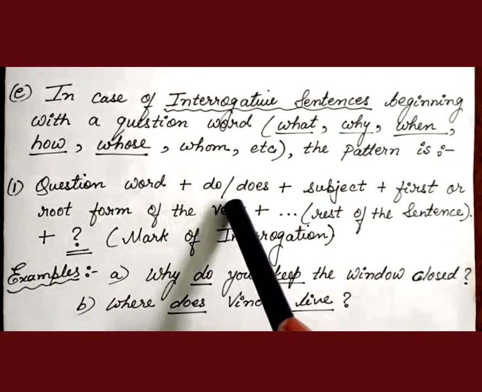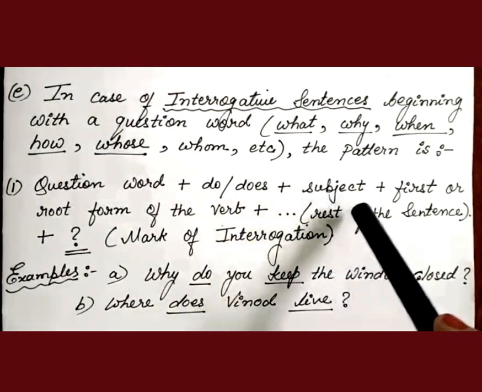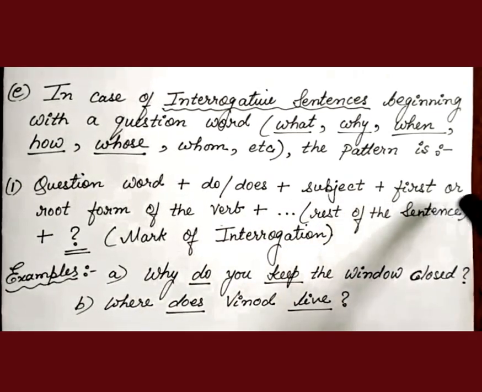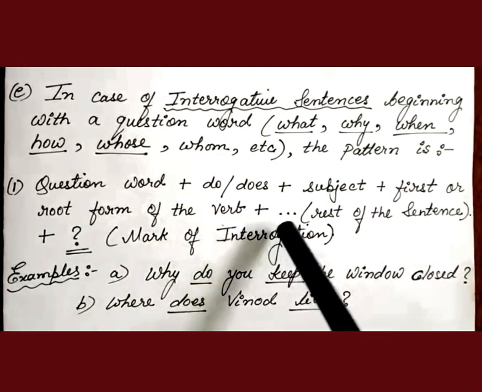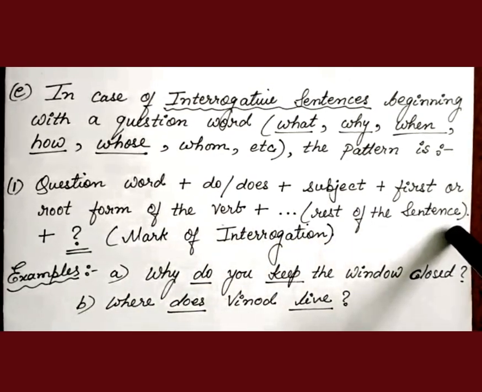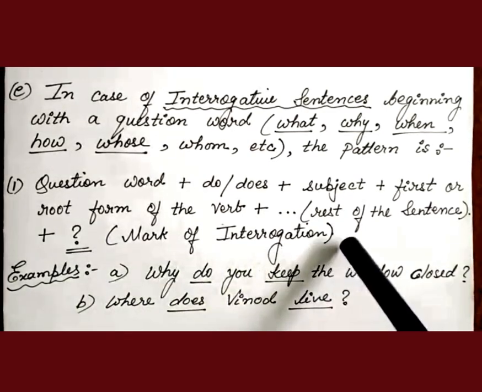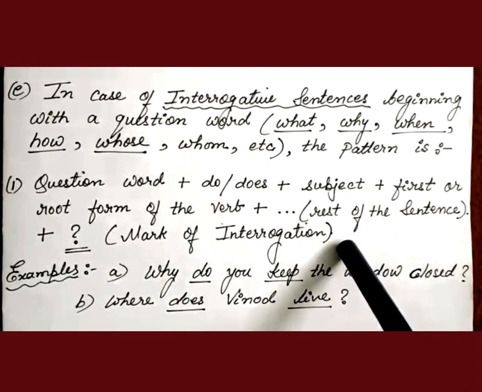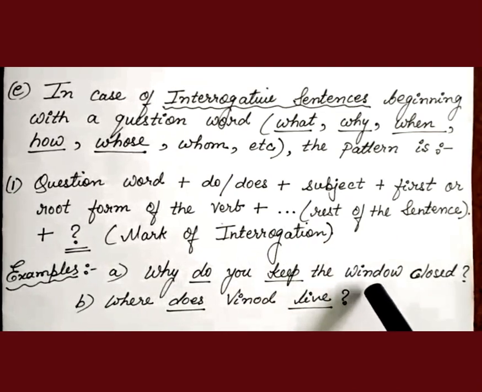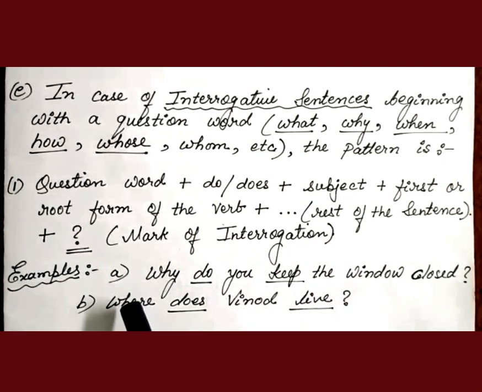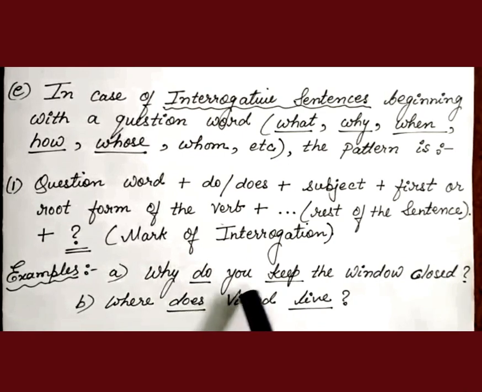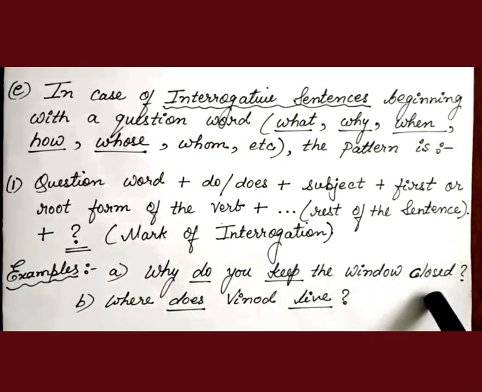And let's see the pattern. Question word plus do or does plus subject plus first or root form of the verb plus rest of the sentence. And at the end, question mark or mark of interrogation. Let's look at two examples to understand this concept well. The first example, why do you keep the window closed?